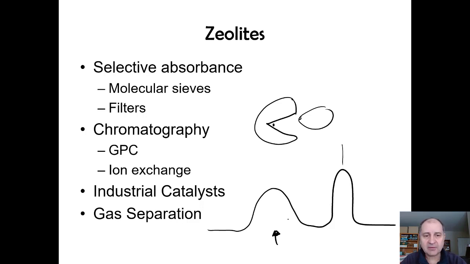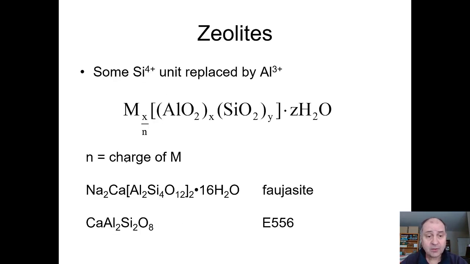You know, some might have 10,450. So you see a wide distribution sometimes when you do gel permeation chromatography, or size exclusion chromatography. So it's used quite a bit. So here are the formulas in general.